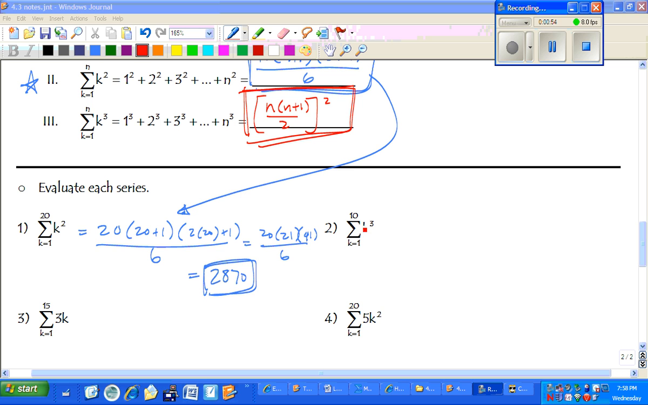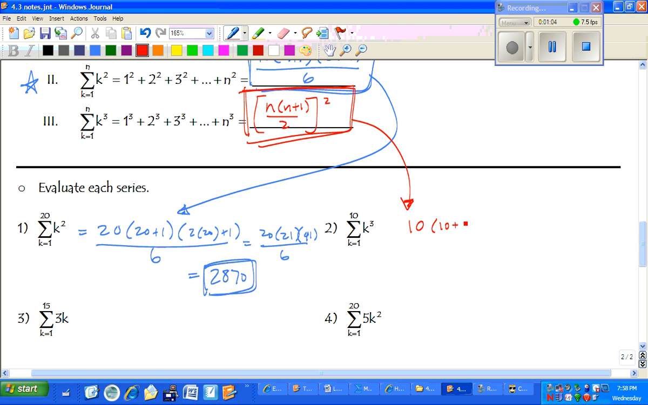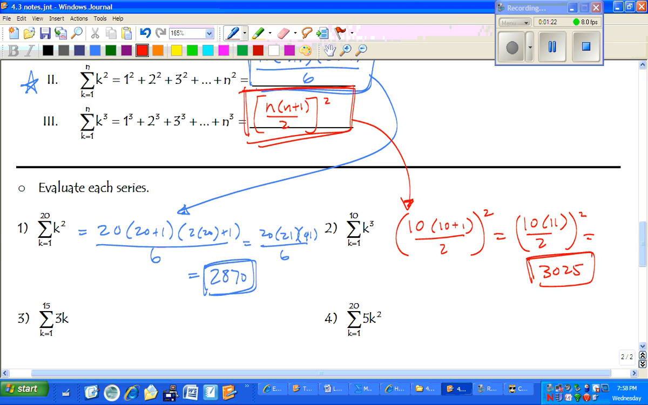With number 2, we're finding the sum of k cubed, so we're using the third example from 1 to 10, so we have 10 times 10 plus 1 all over 2, that whole quantity squared. So we have 10 times 11 over 2 squared, and that one comes out to 3,025.